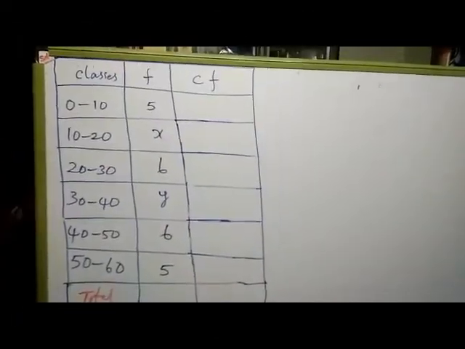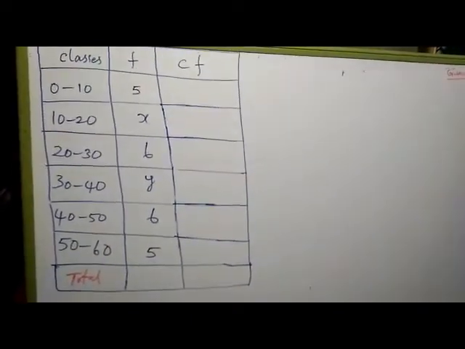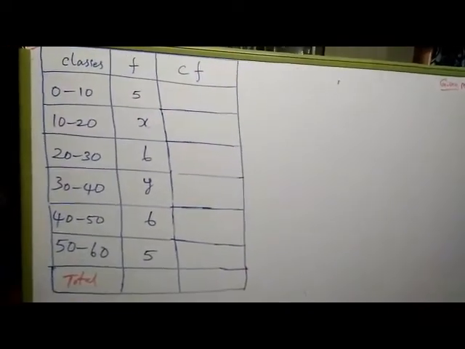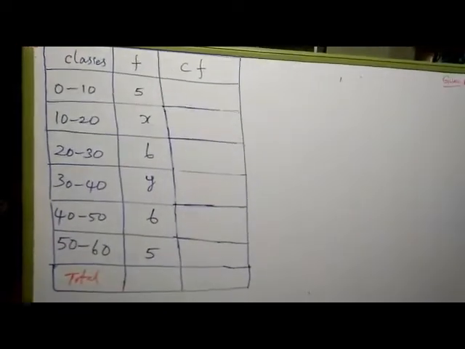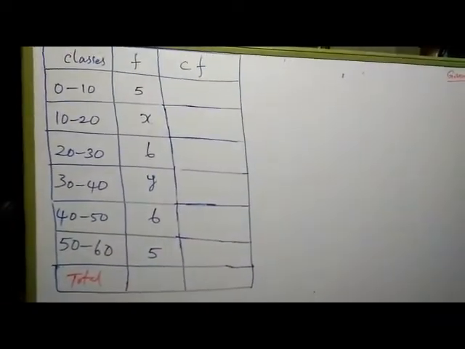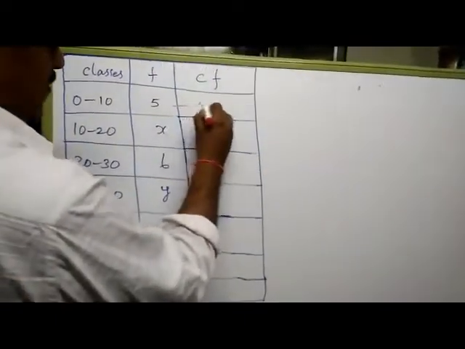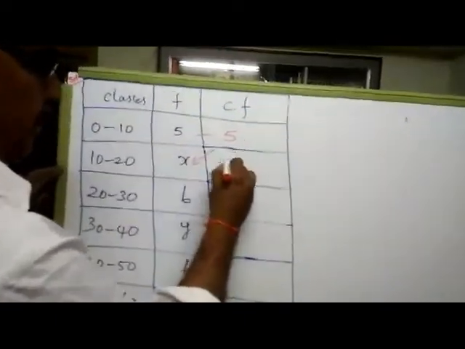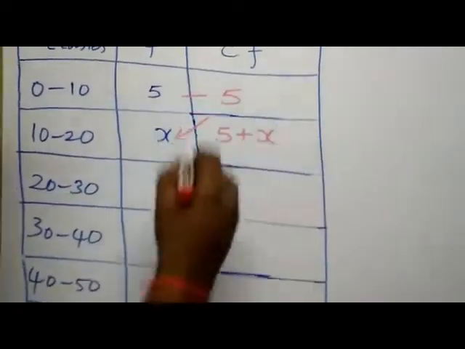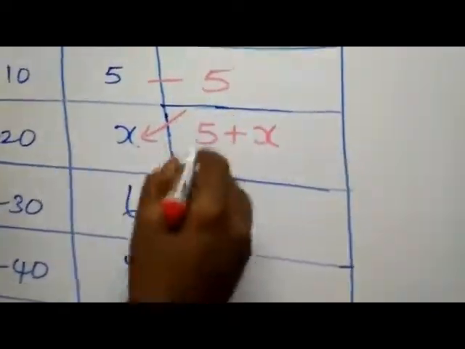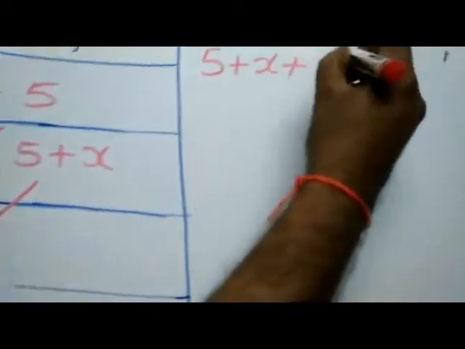We'll find the solution. Classes and frequencies. Classes are there, frequencies are given, and we have to find the less than cumulative frequency distribution table, less than CF. First, as it is, 5. Next, 5 plus x. Next, 5 plus x plus 6.